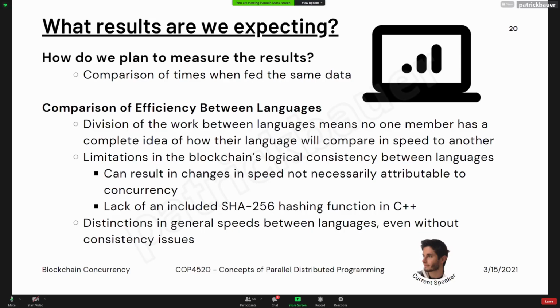Also, the limitations in the blockchain's logical consistency between the languages can result in changes in speed, but not necessarily attributable to concurrency, as well as a lack of an included SHA-256 hashing function in C++ could affect how C++ runs the blockchain. And lastly, distinctions in general speeds between the languages, even with consistency issues.